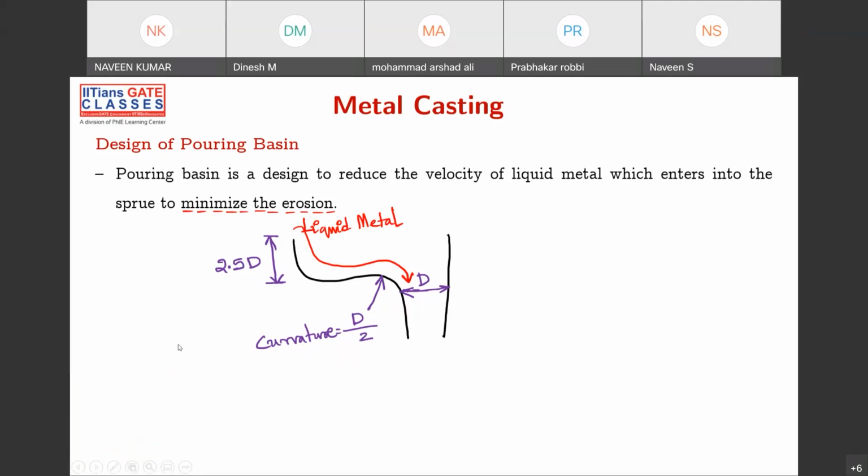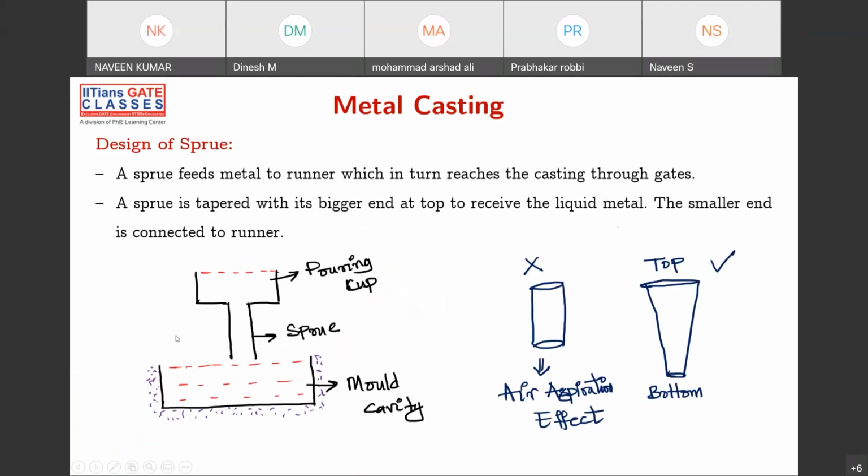Next is called sprue, and sprue is the part where your pouring basin is ending. Here, pouring basin is ending, and the sprue starts at this point, and then it allows the liquid metal to enter into the mold cavity, and this is called top gating. Forget about this, but anyways, we are not using any runner and all these things. This is a simple top gating system. Directly pouring basin, sprue, and it is getting into the mold cavity.